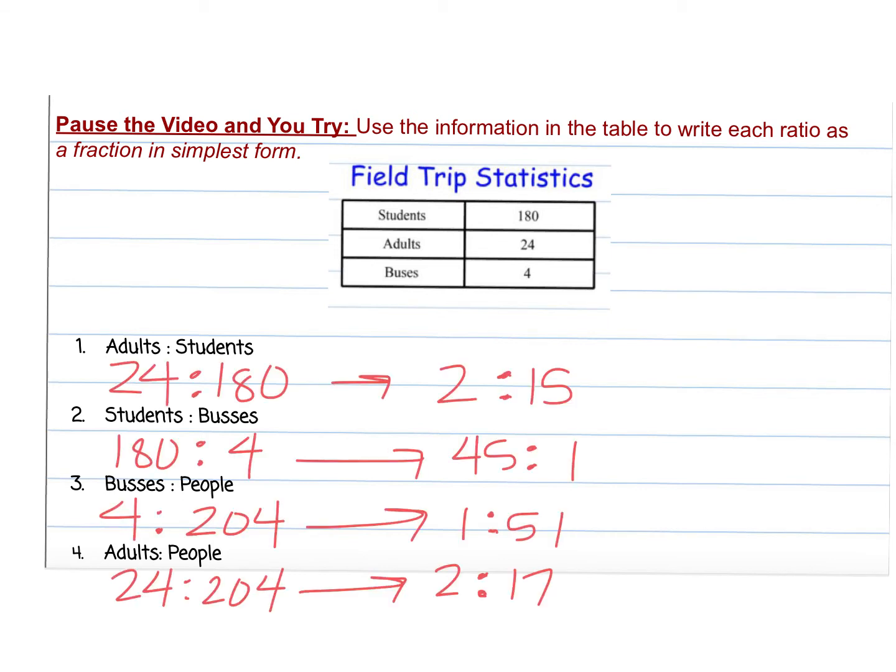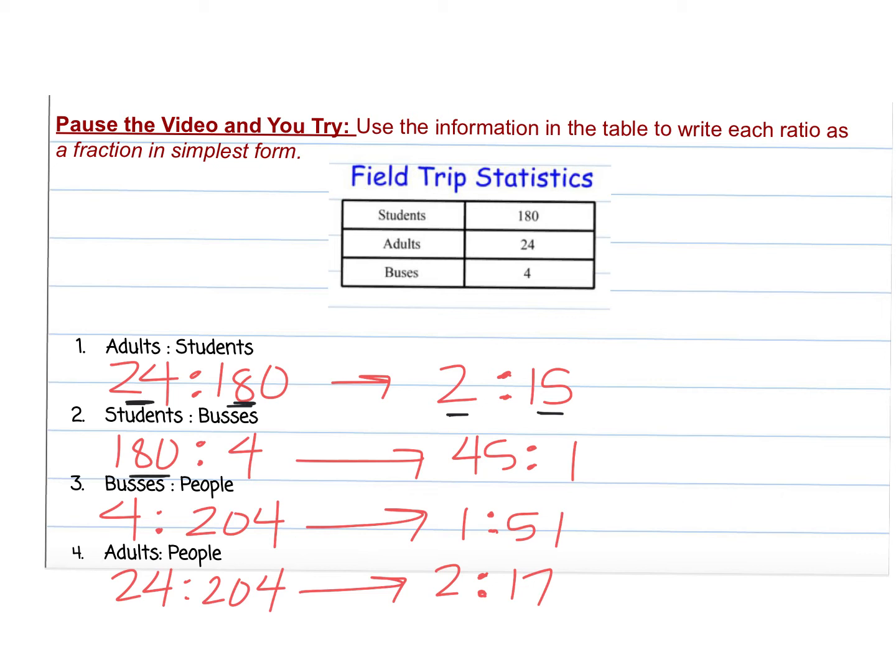All right, so to speed up time on the video just a little bit, I put in the answers, so check your work and then make sure that you put it into simplest form. So adults to students, and make sure you have it in the correct order as well. So adults to students, there's 24 adults, 180 students, and then we simplify it, which means that for every 2 adults, there are 15 students.